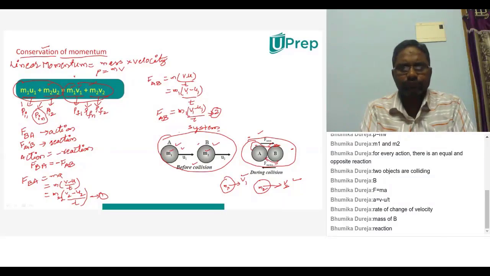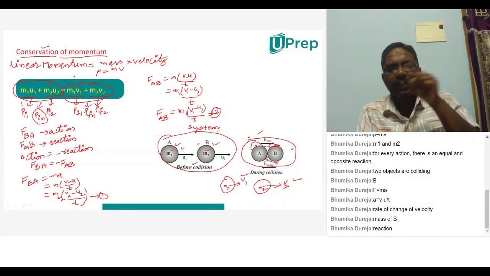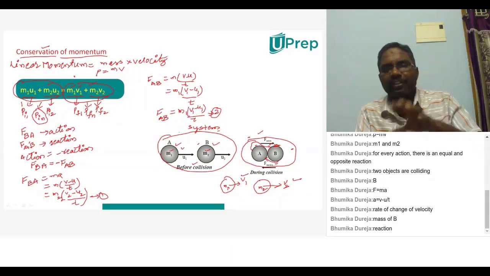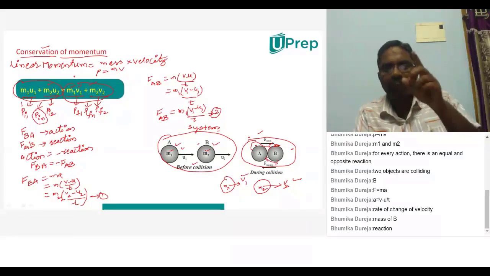M2 (V2 minus U2) upon T is equal to whole minus M1 (V1 minus U1) upon T. Very good. That means you have to say like this: action will be equal to minus reaction. So that we have to write here. Action value we know. Action value is given by equation number 1.